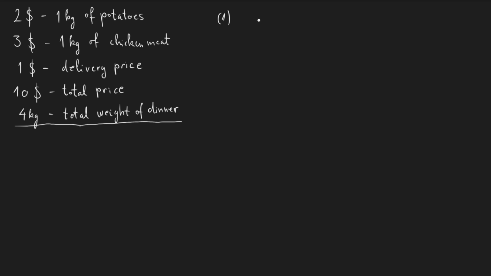Because $2 is 1 kilogram of potatoes, and we buy X kilograms of potatoes, then 2 times X will be the money we spent on potatoes. And also there is some chicken, which is $3 per kilogram, and we buy Y kilograms of chicken. And also there is a delivery price, which is 1, and in total this is 10.